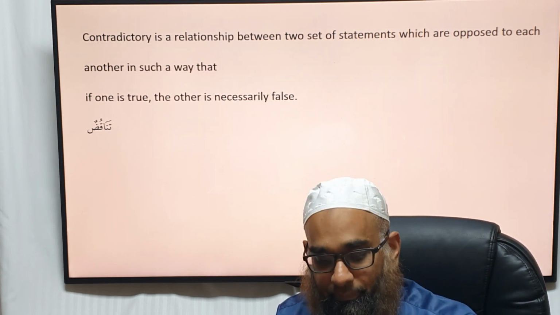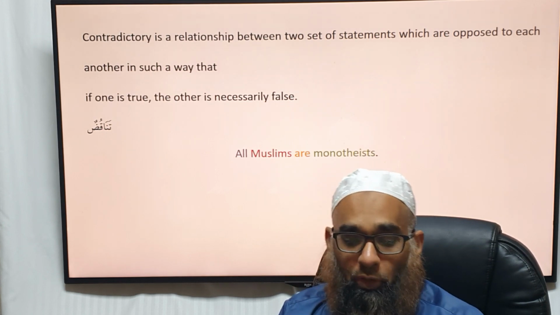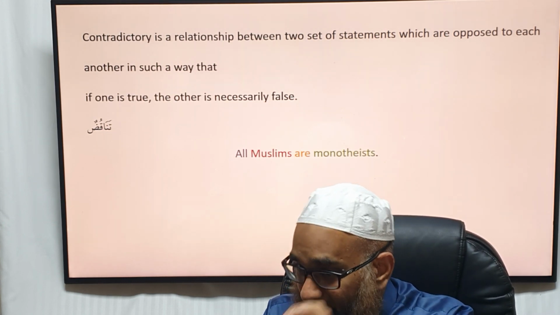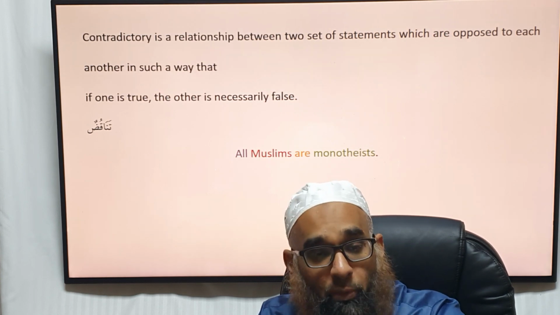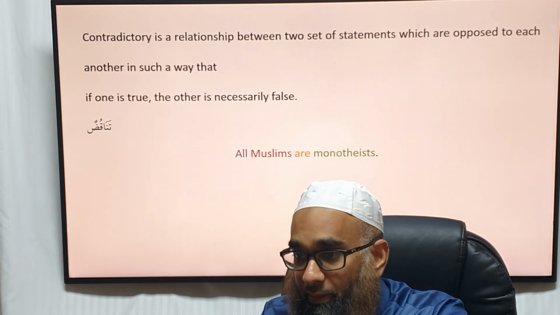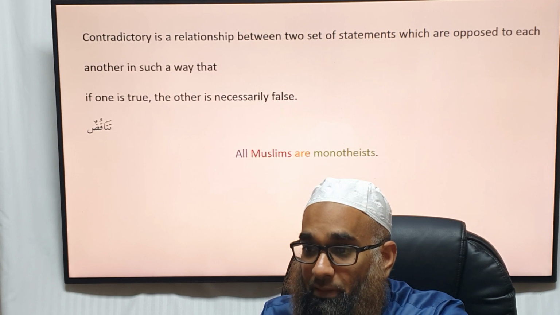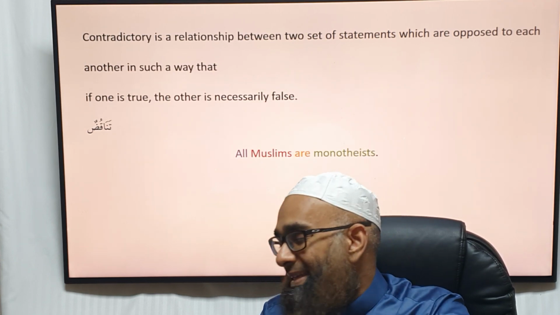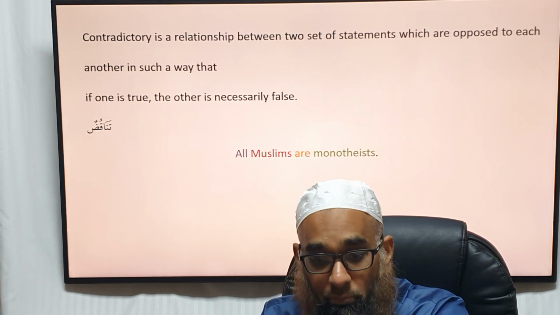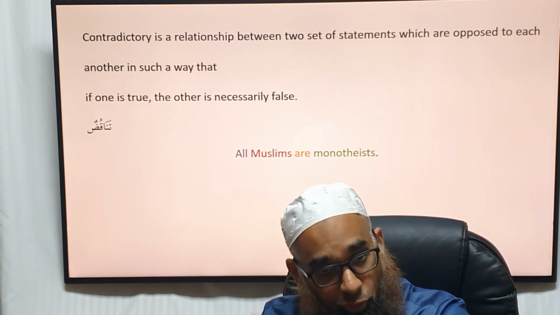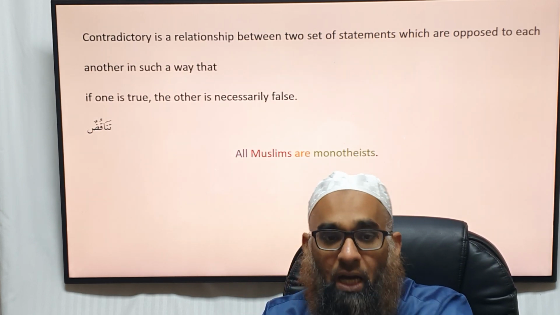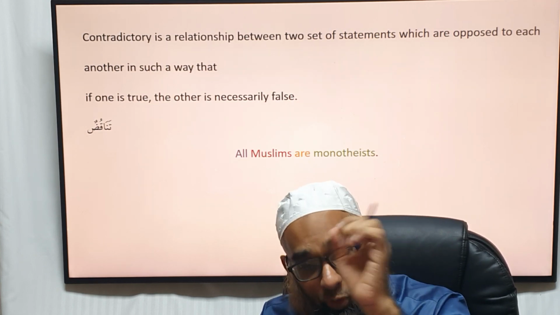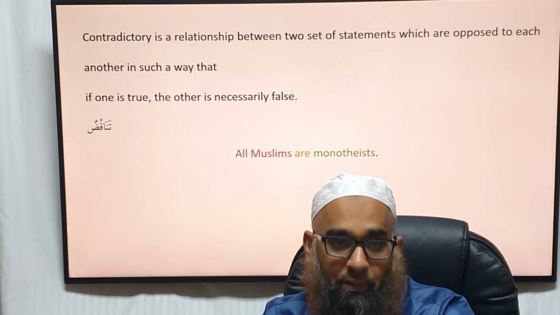You following? I'll give an example here. Again, simple example. All Muslims are monotheists. If we know this statement, then for sure, what do we know? We know that some Muslims are monotheists. So some Muslims are not monotheists is false. If this is true, that all Muslims are monotheists, if we can prove this, then definitely we have to know that some Muslims are not monotheists is false. It can't be true. Do you understand?